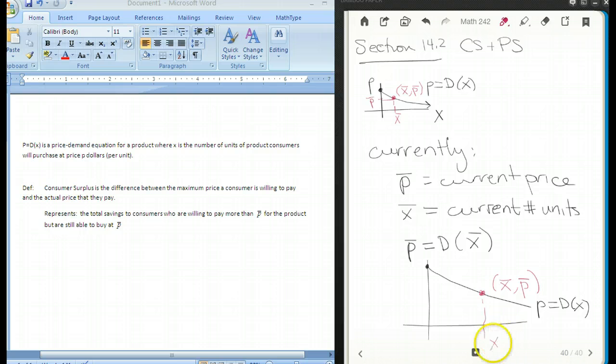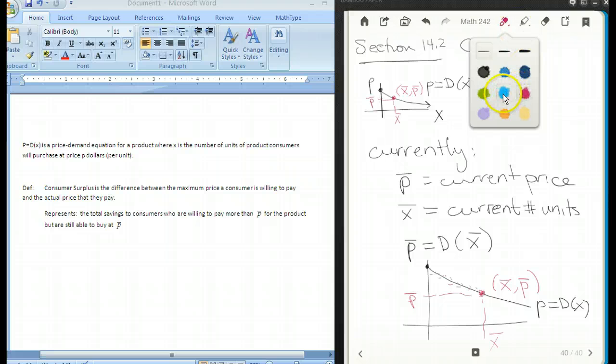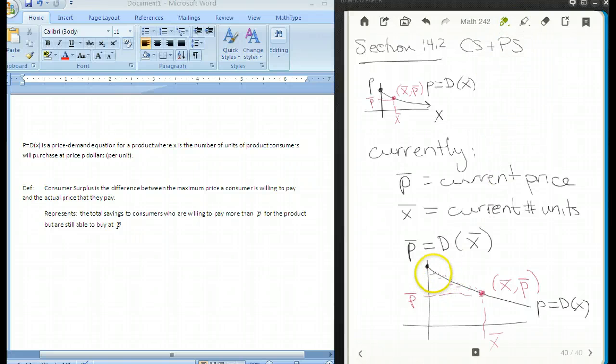And so here is my X bar. Here is my P bar. And for all of these prices up here, these are all the prices I'd be willing to pay. They're all more than what I'm currently paying. And consumer surplus is defined by the difference between those two things, the difference between the max I'm willing to pay and what I'm currently paying. So the difference between this value and the value I'm paying, difference here and here, difference here and here, and I want to add all of those things together. That's really going to represent this shaded area right there.